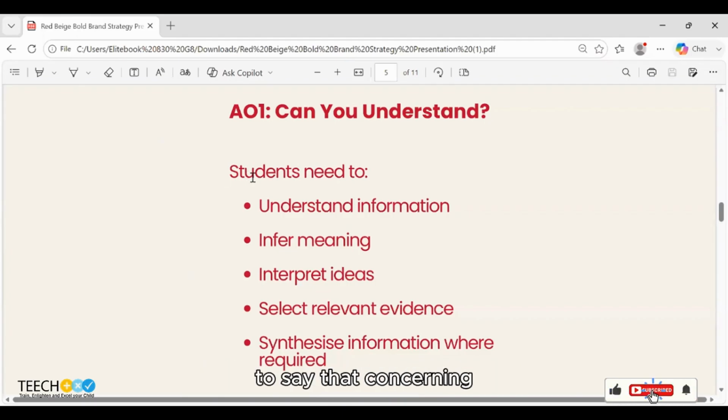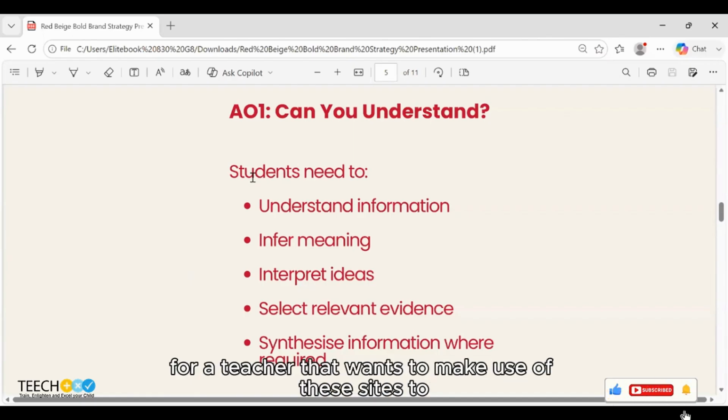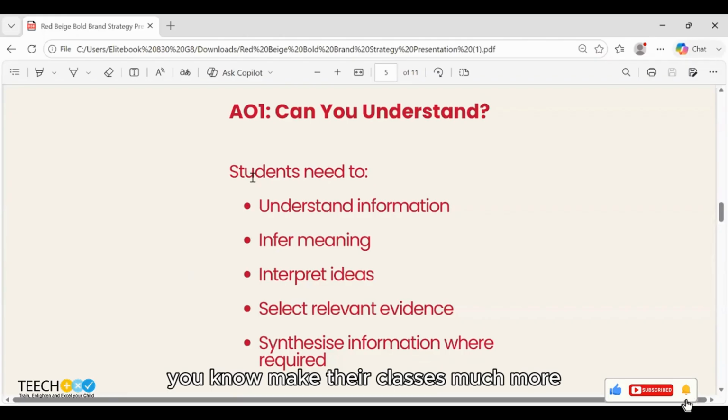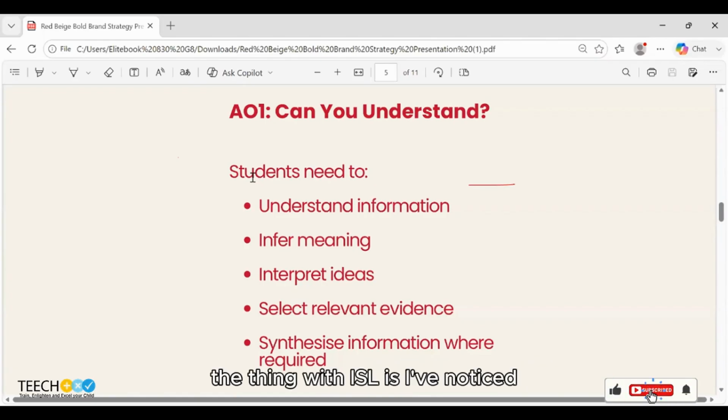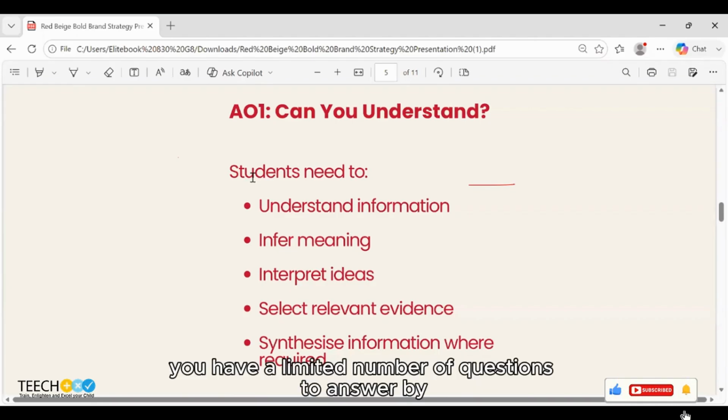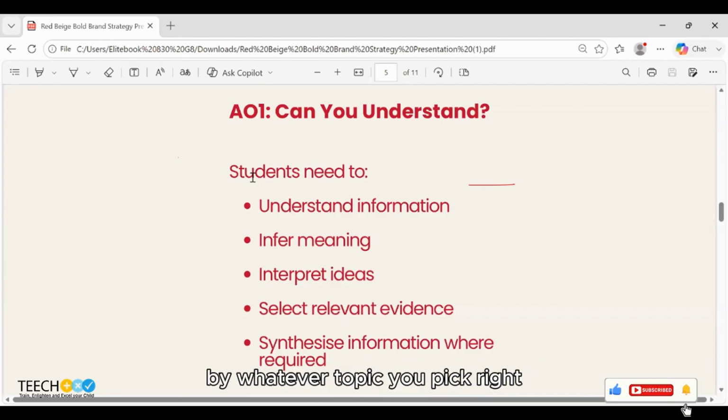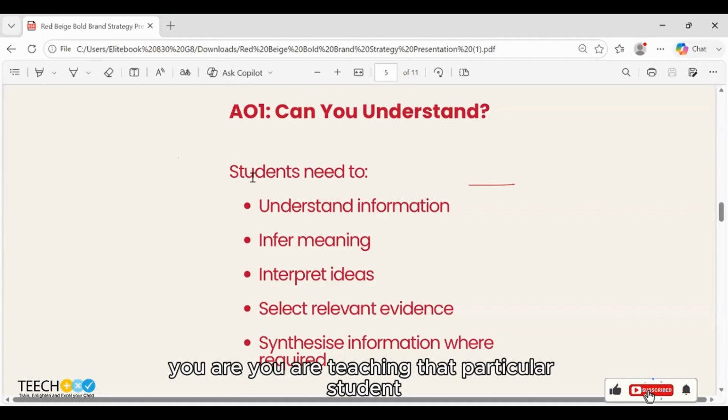I just want to add that concerning many of these sites that are paid for, yes, they might have restrictions, and it can be demoralizing for a teacher that wants to make use of these sites to assess their students. The thing with IXL, I've noticed, because I use it a lot, is you can still make use of it, just that you have a limited number of questions to answer per topic you pick.